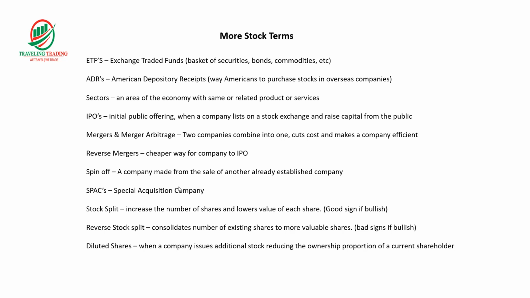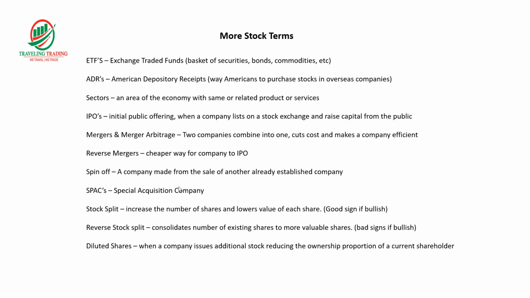Mergers and merger arbitrage. This is basically when two companies come together. It cuts costs and makes the company more efficient. Now, there's the opposite as well, which is the reverse merger, just a cheaper way for a company to IPO. Pretty simple to become its own company. And the spinoff is basically a company made from the anchor of an already established company. So pretty simple there too.